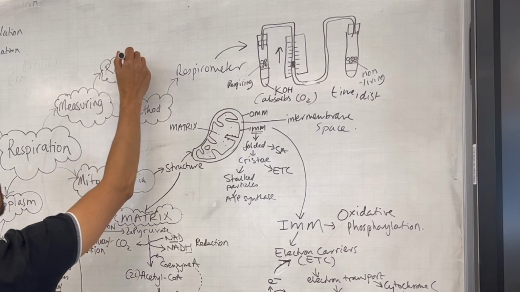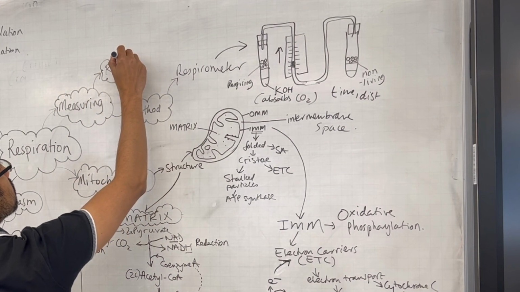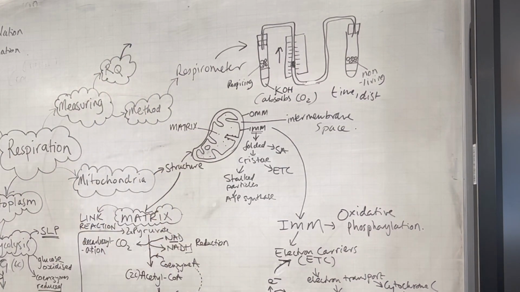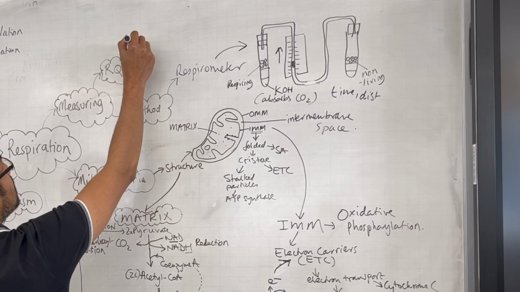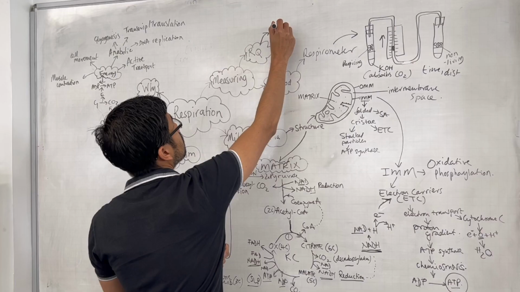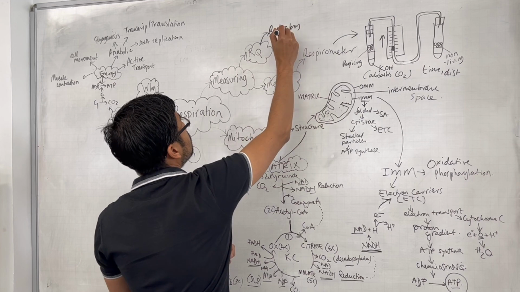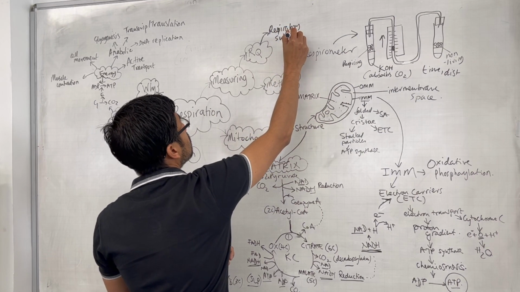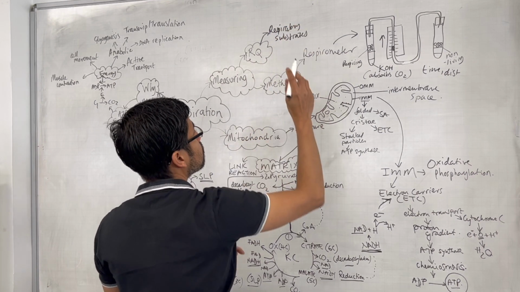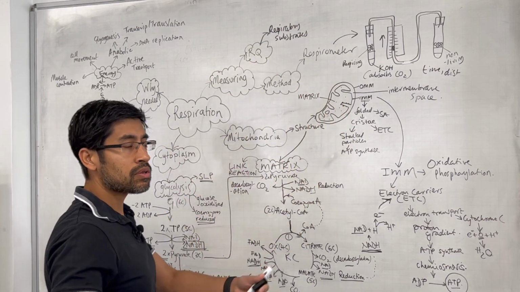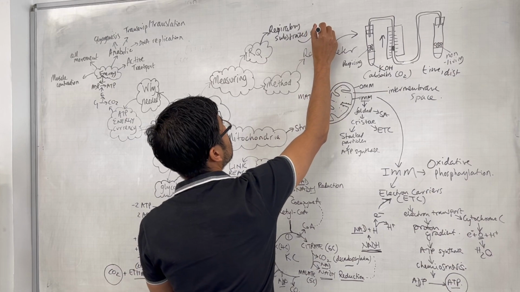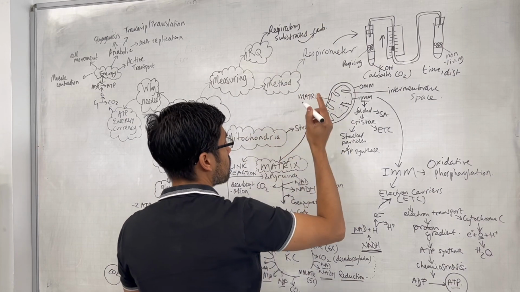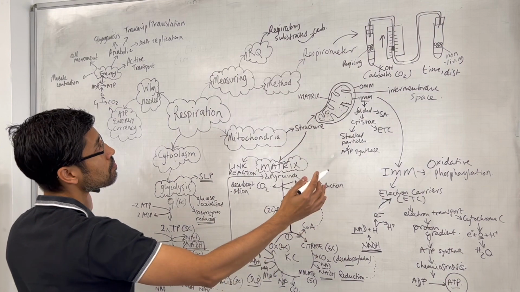Now, the last thing in respiration is respiratory quotient, because different things can be used for respiration. It's not just glucose. There are different respiratory substrates. So what can be used for respiration? Well, glucose is an example of a carbohydrate, and that would happen in the normal way.